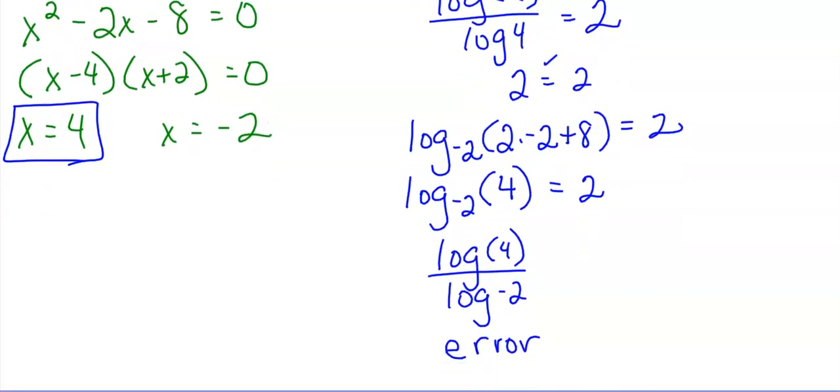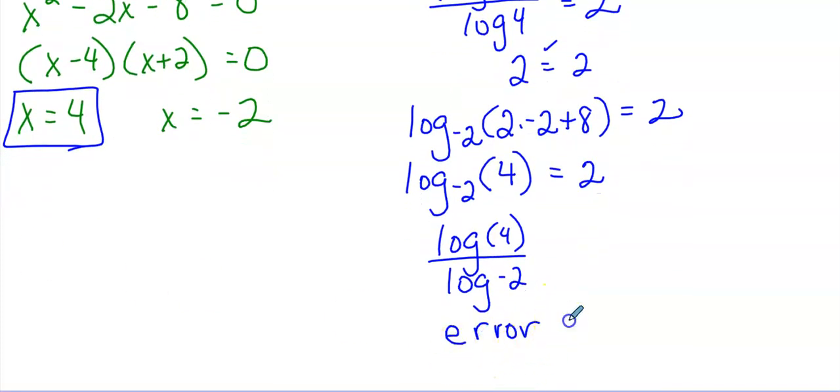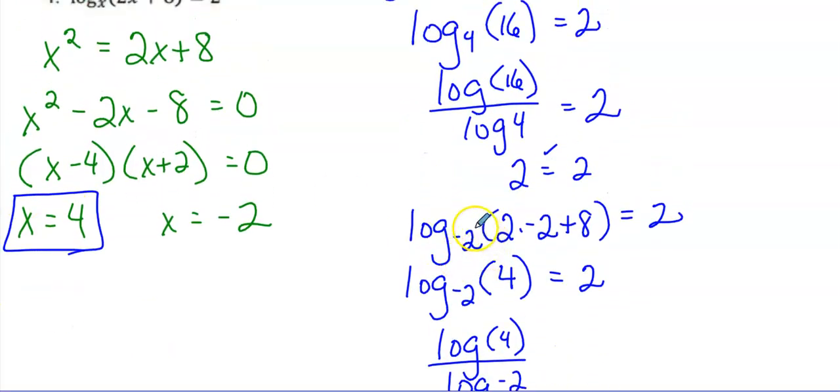I just wanted to show you that even as you get to the end, it's not going to work out, because remember I told you you can't have a negative number as the base of a log. So the 2 does not work out, so this is not a solution. So our only solution here is 4.